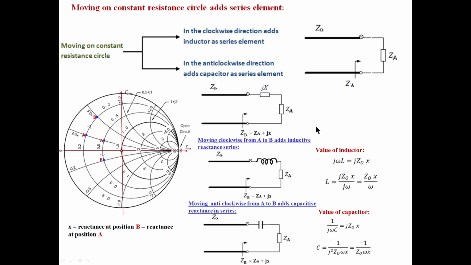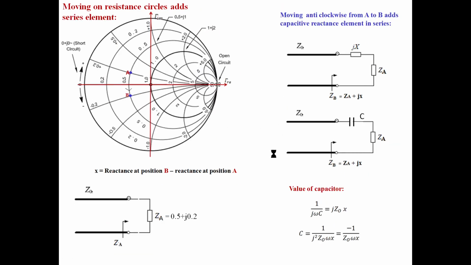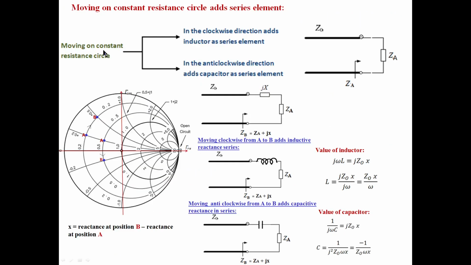Okay, this is a summary I have written for these two. So moving on a constant resistance circle in the clockwise direction adds an inductor as a series element. See, it adds an inductor in series. Moving in the clockwise direction adds an inductor in series. Anti-clockwise direction adds a capacitor in series. Those values you can find out using this reactance X. You should find out X. After finding X, as I told already, substitute that in this equation or in this equation, you will be getting the value of this or this.